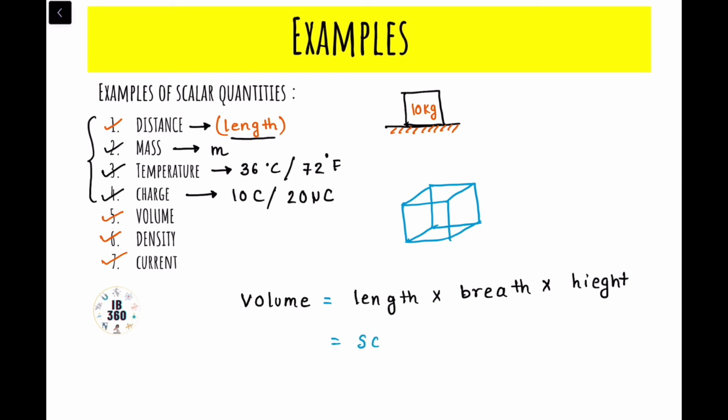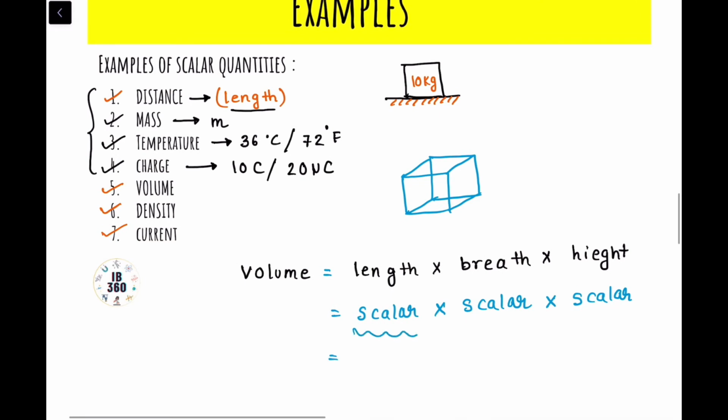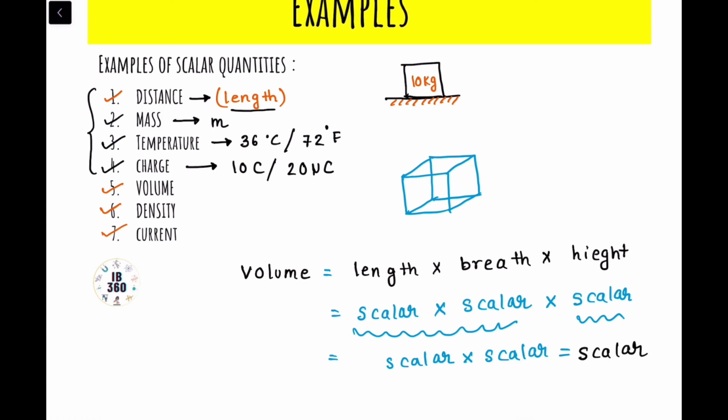Length is a scalar quantity. Breadth is also a scalar quantity because we don't specify any direction for breadth, and its unit is also meter. Height is also a scalar quantity. If you multiply two scalars together, you get a scalar, and multiplying again with a scalar, the result is a scalar quantity. So volume will be a scalar quantity, and we don't need to specify any direction for volume.